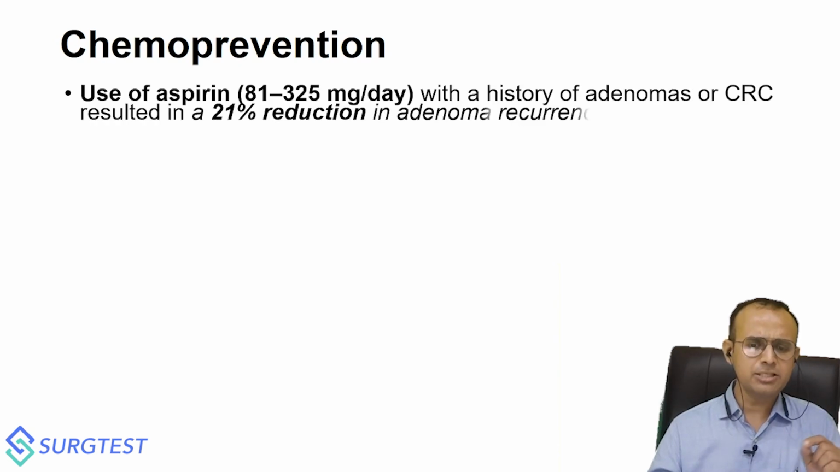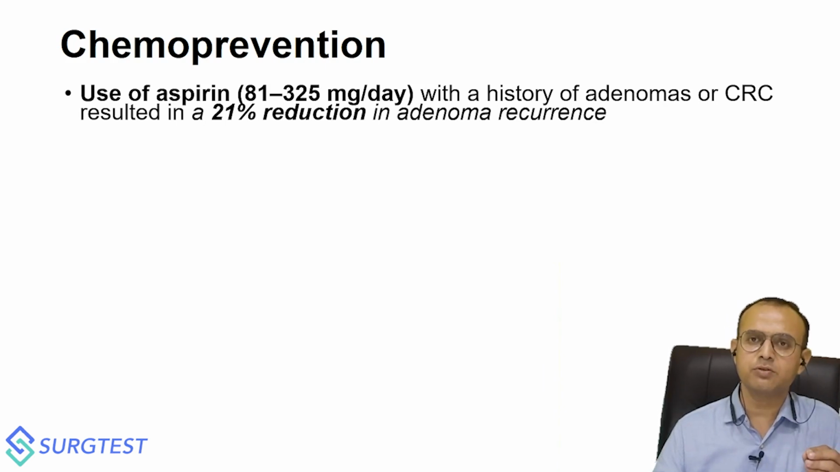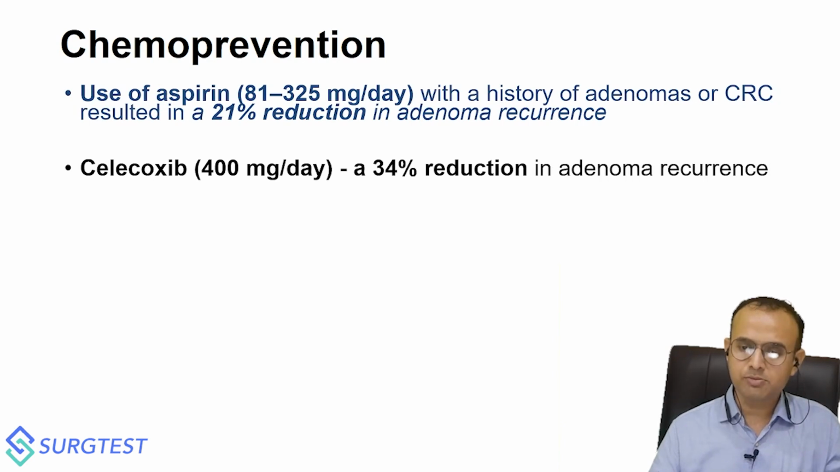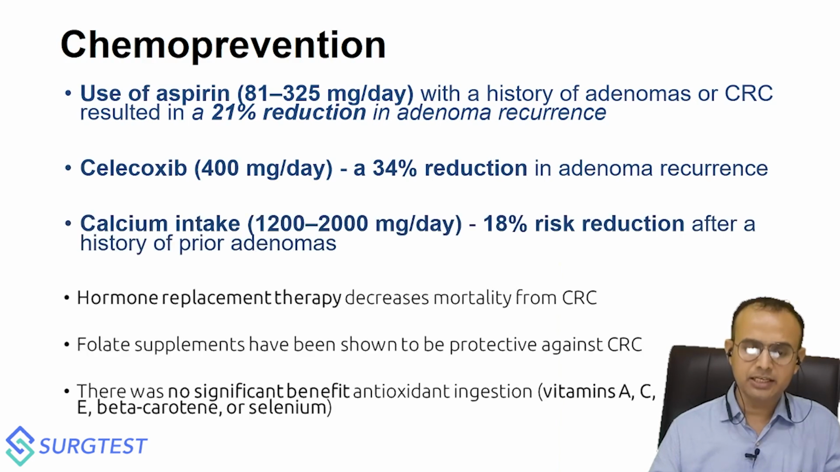Chemoprevention. Aspirin is used for chemoprevention in those with a history of adenoma or colorectal cancer. It has been found to prevent 21%, meaning if we have resected an adenoma and go with aspirin as treatment, we will reduce recurrence by 21%. Celecoxib has also been tried, and 34% avoid getting the adenoma. Calcium intake and hormone replacement have also been shown to help, and folate supplement has also been found protective in colorectal cancer. But beta carotene, selenium, and vitamins A, C, E show no significant benefit in chemoprevention.